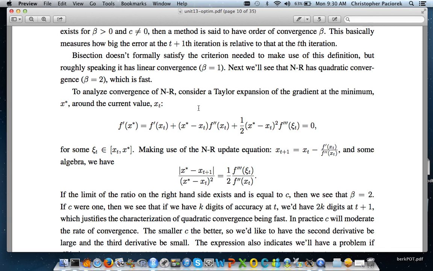So there's some xi that's between xt and x star, the value based in terms of the Taylor expansion that we're doing. And we know that our Newton-Raphson update looks like this. So I can just rearrange terms and plug in and do a little bit of algebra. We won't bother going through that. But after you do that and the smoke sort of clears, this is the equation that you get.